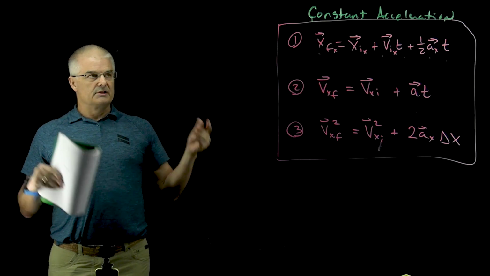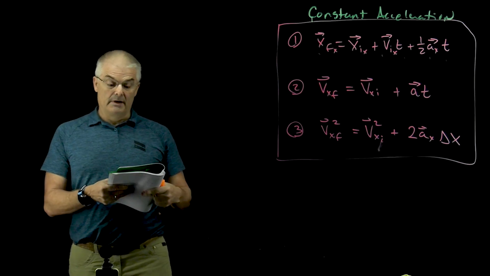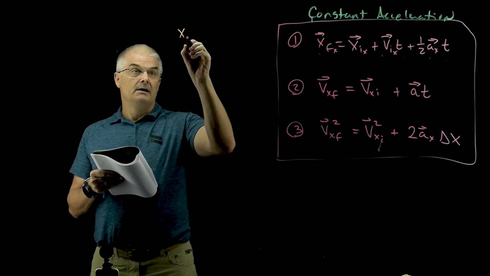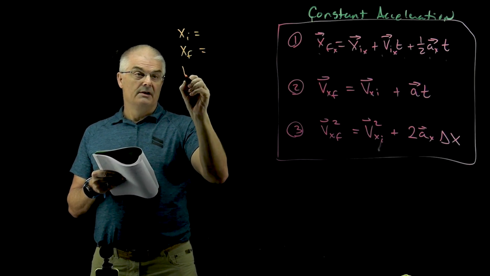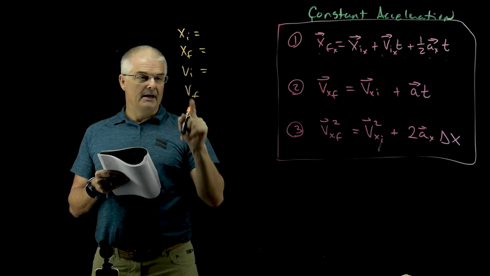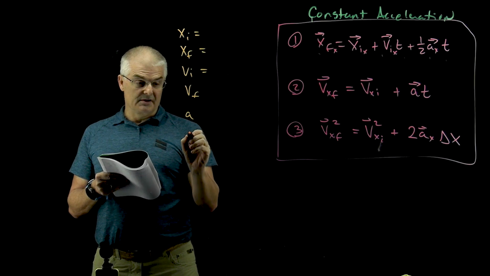So it's really good to start with a table. Everybody start with a table. Make a table like this, where you're going to say x initial, x final, v initial, v final, a. Now, a is not going to have an initial or final. It's just going to be a because we're in constant acceleration. So this is always the same number. And time.